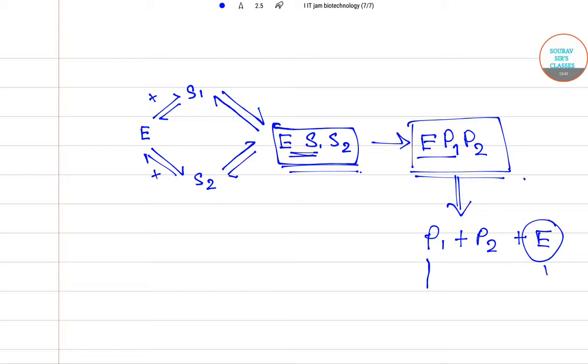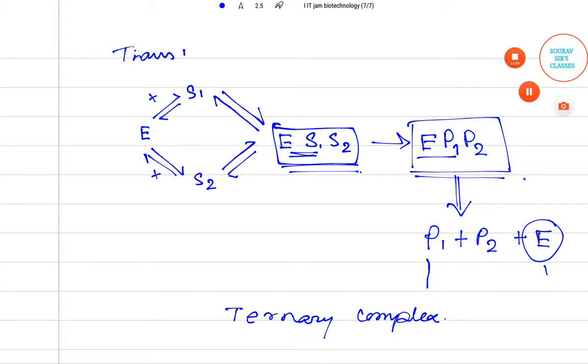So this is what happens in the complex, and this type of complex is called a ternary complex. So this was covalent catalysis, when the catalytic activity occurs.